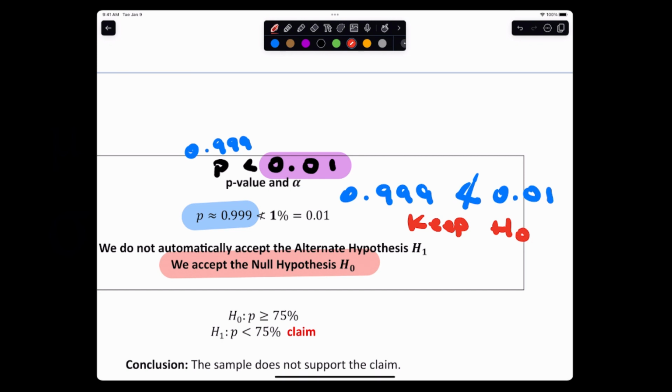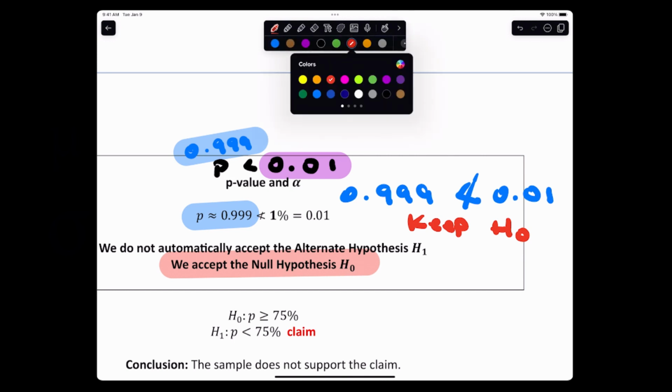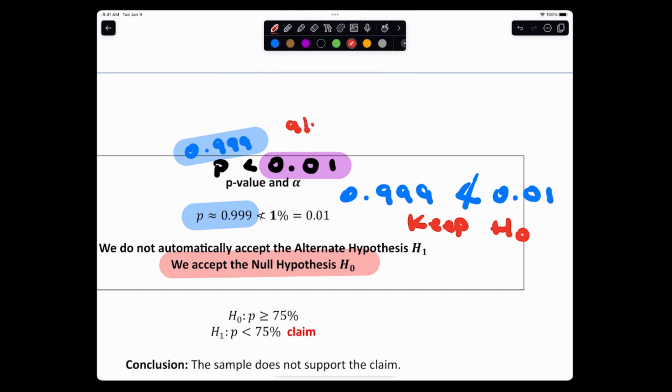So this is the probability value that the null is valid. Your p-value is almost certain. Isn't that close to 1? It is almost certain that your null is valid. The p-value is the probability the null is valid. So if it's almost certain to be valid, you're going to keep it, okay? So this is an example here.